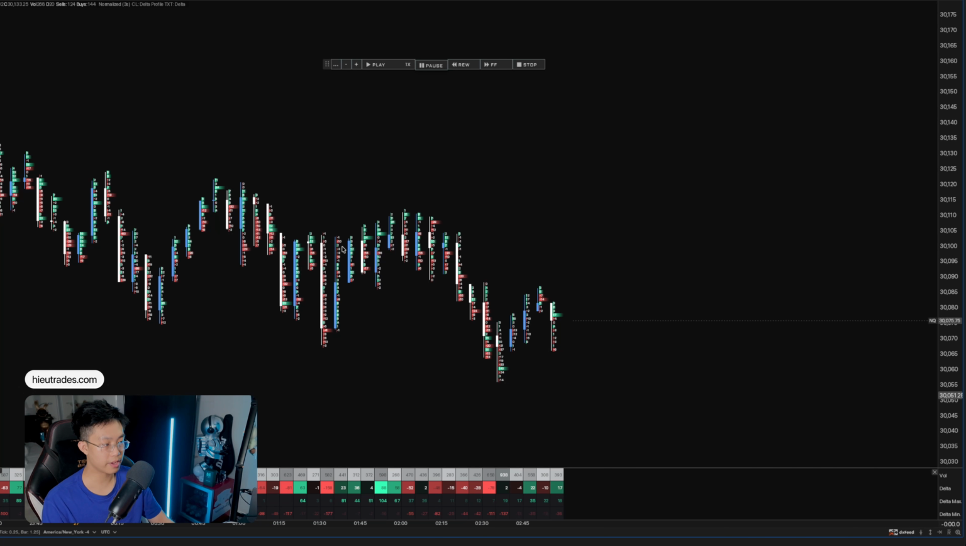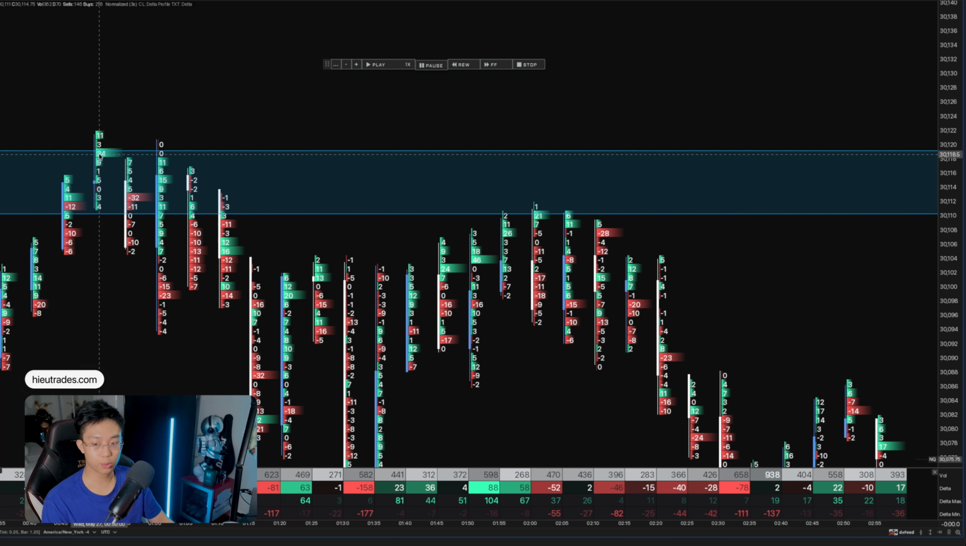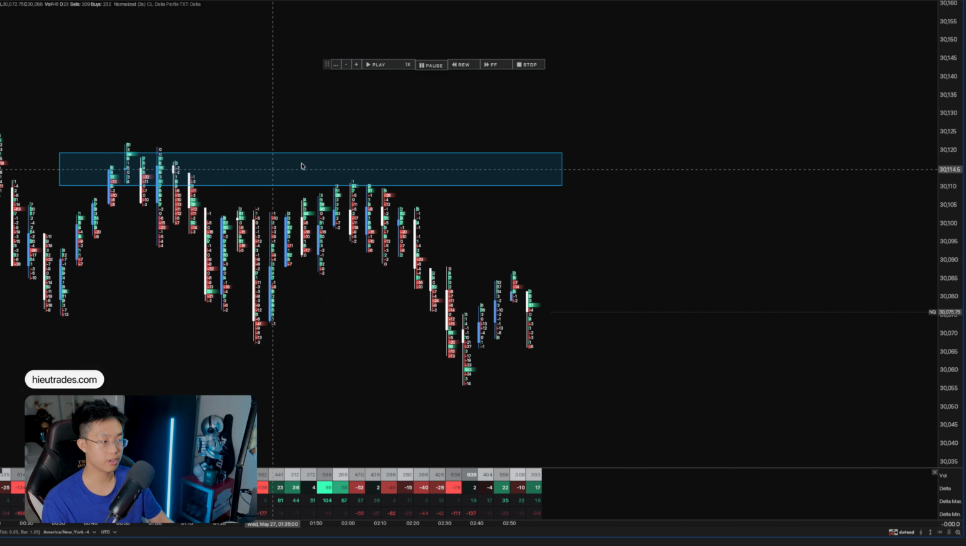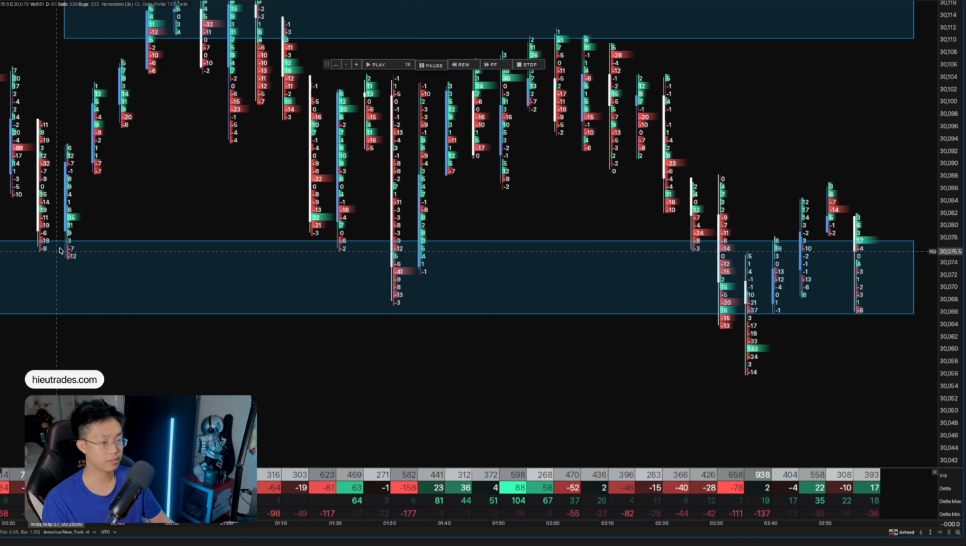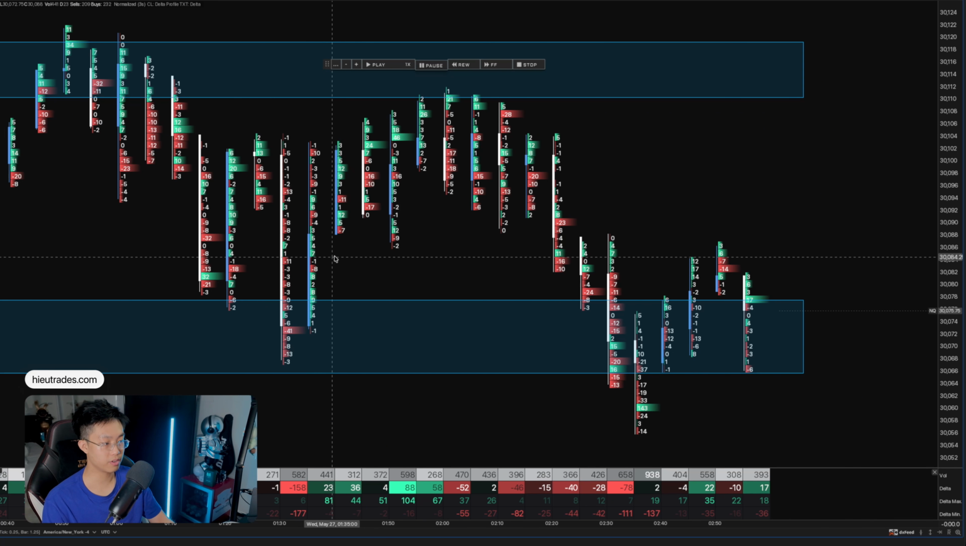Here you have another example. This time it's slightly different, but you still have your range high here. Buying absorption, selling initiation, clear range high. And here you have a clear range low. Selling absorption, initiation with buyers, selling absorption, and buying initiation with buyers.